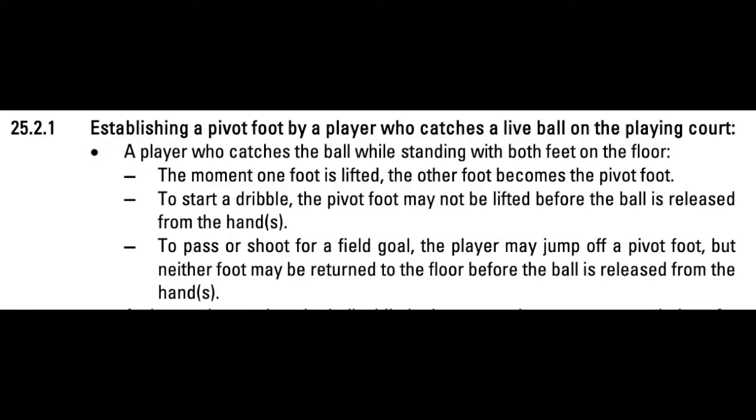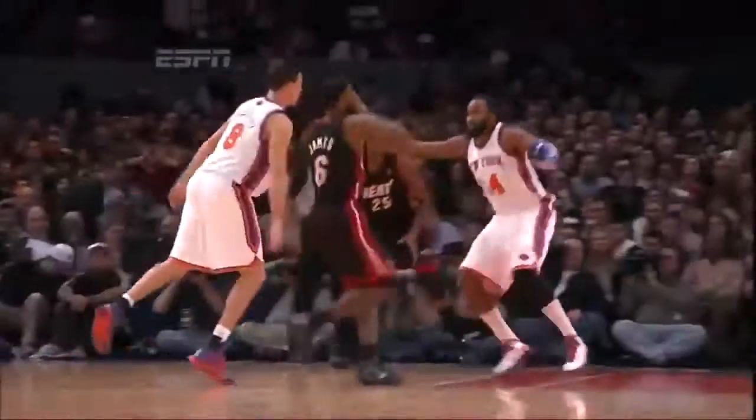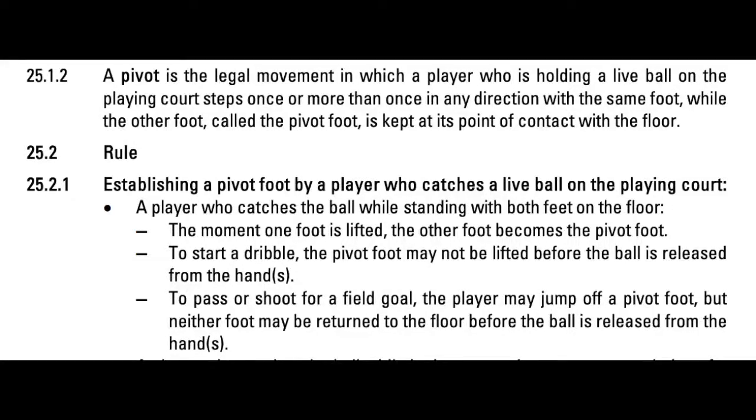When we look at passing or shooting, you can leave your pivot foot, so you can jump to make a pass or jump to go for a shot. However, that ball has to leave your hands before you return to the floor. So if you jump for a shot, don't like the look, and you land, travel. If you jump, can't make a pass to a teammate, and land, travel. However, if the ball leaves your hands on the jump pass or on a shot, there is no travel.